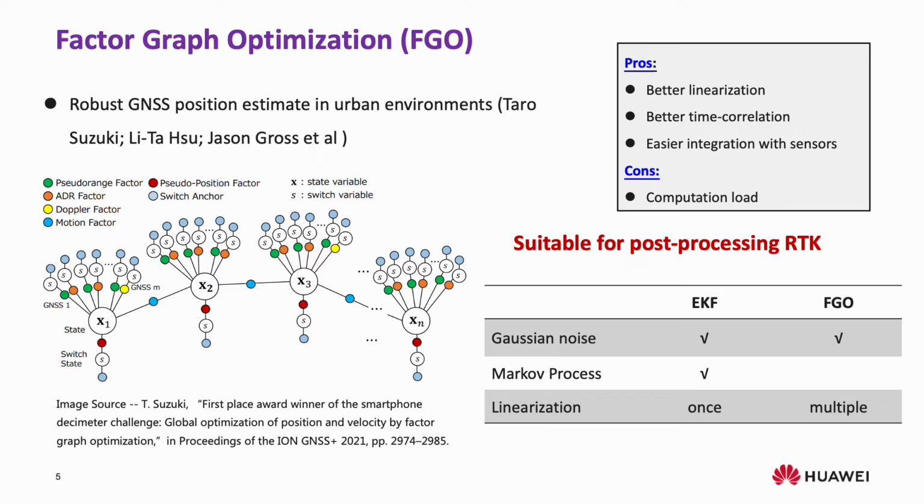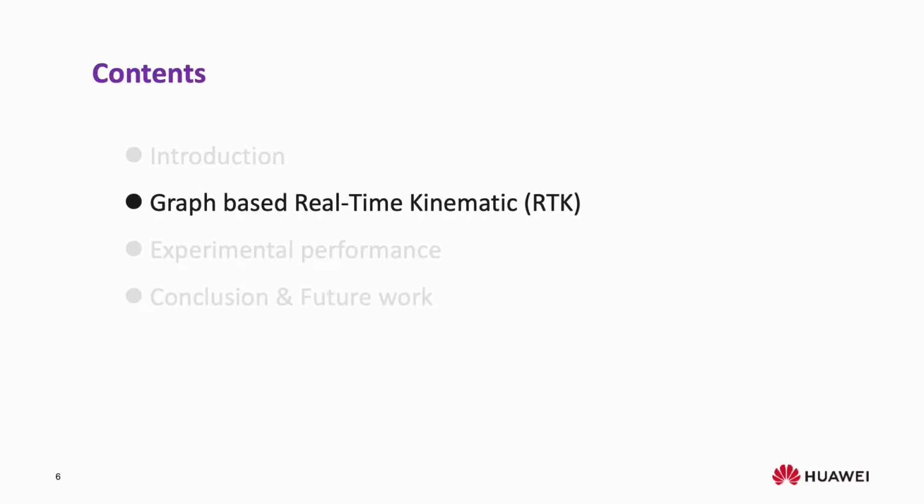On the other hand, the main disadvantage for factor graph optimization is its high computation load. This is due to more iterations than EKF for each epoch. So in this research, we apply factor graph optimization for post-processing RTK because post-processing RTK is a task that requires more on the performance of global optimization but requires little on computation loads.